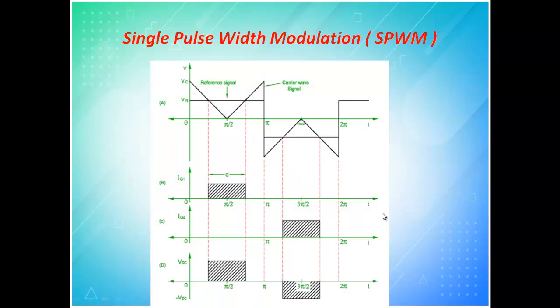So to generate a pulse, I need a reference signal and a carrier signal. Now for a single phase induction motor, the speed is controlled by the amplitude of the input voltage. If you reduce your amplitude, your speed will come down. When you increase your amplitude, your speed will increase.